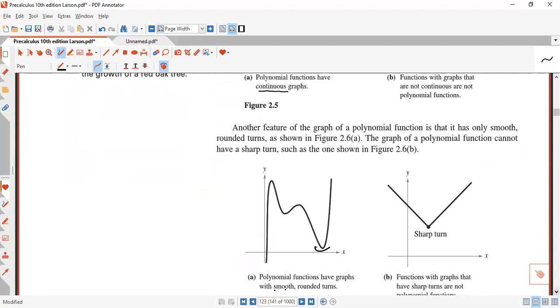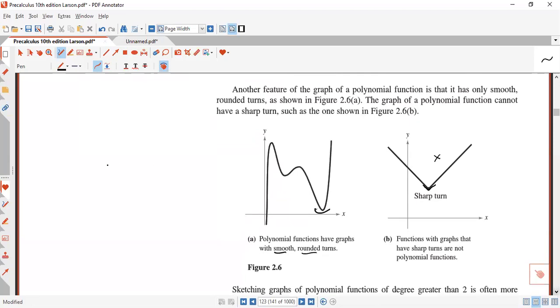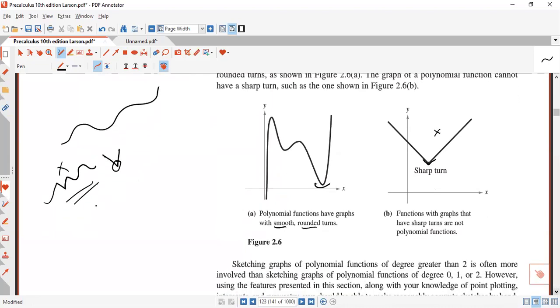The other property is that there will be a smooth round trend in a polynomial. The opposite of a smooth trend is sharp. For example, this corner point cannot be the graph of a polynomial function. Whenever we have a turning point in a polynomial, it will look very smooth, just like this one. Clear? If there is any sharp point, just like a V, or a corner, this cannot be the graph of a polynomial. So the second property is that the graph will always contain a smooth corner, not a sudden chop.